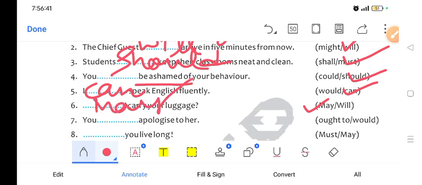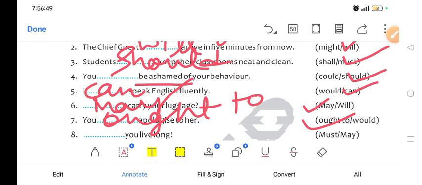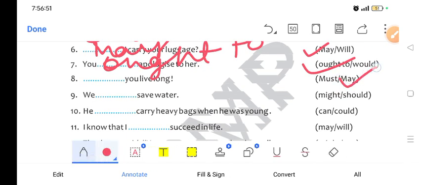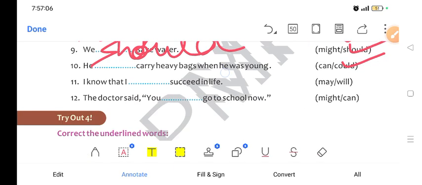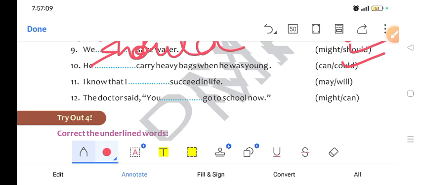Next is you ought to apologize to her. For obligation we use ought to. Okay, so you ought to apologize to her. Next, may you live long. So we will put here may. Next is we should save water. We should save water. He could carry heavy bags when he was young. So when we are telling childhood habits, we use could.